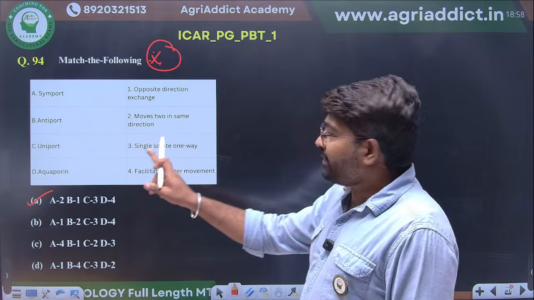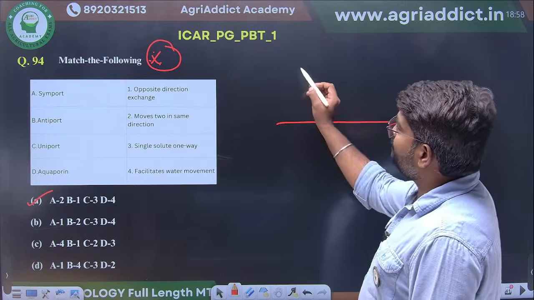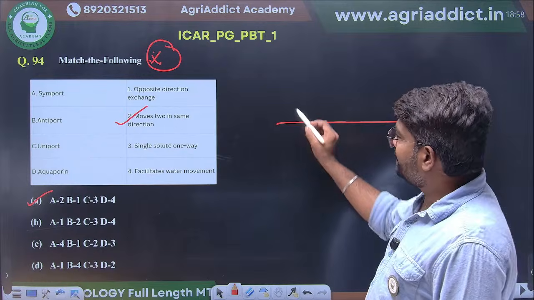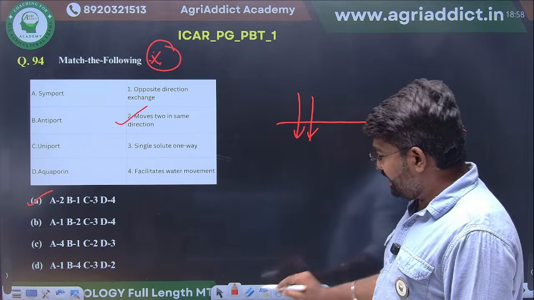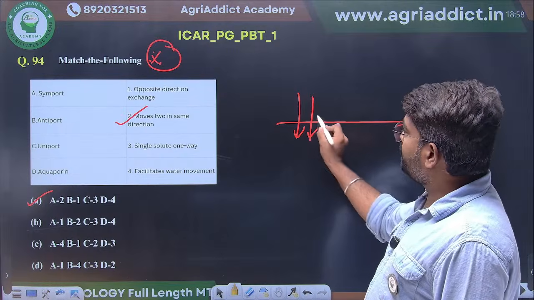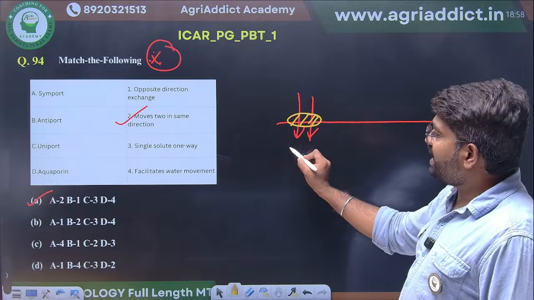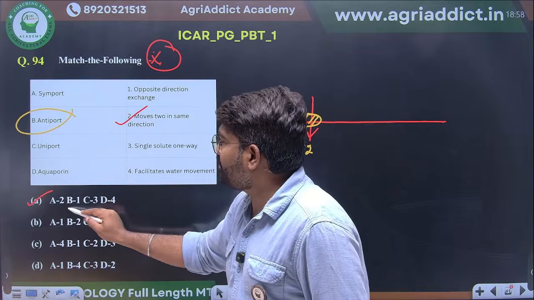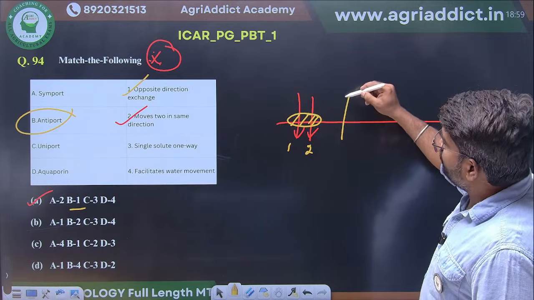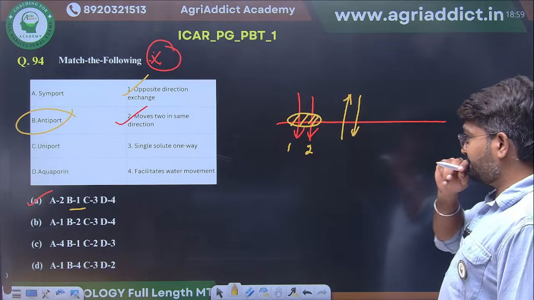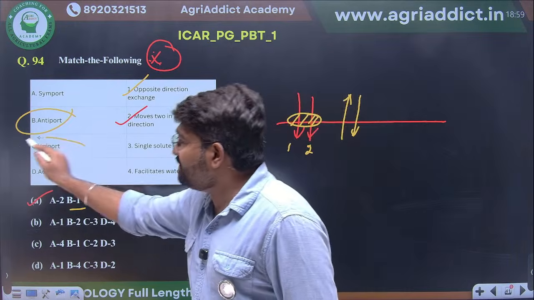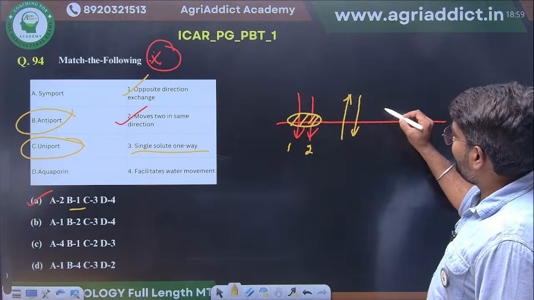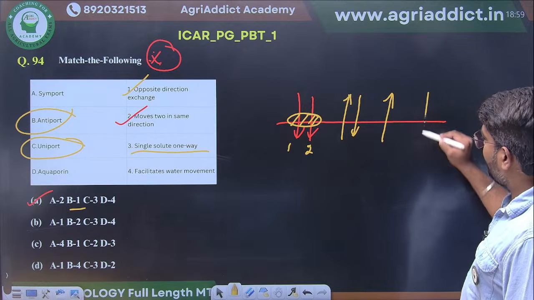You see this concept properly. Symport means the movement of two ions or two molecules in the same direction. For example, one transporter is transporting two ions, ion 1 and ion 2, in the same direction. Antiport means opposite direction: one is going outward, one is coming inward. Third, uniport. Uniport means a single solute moves in one way; it may either go out or come in.